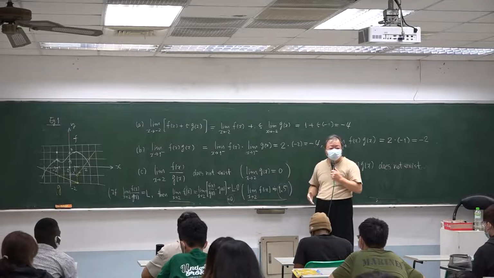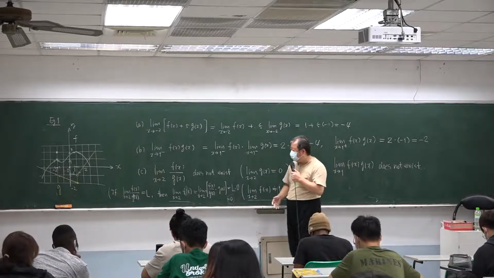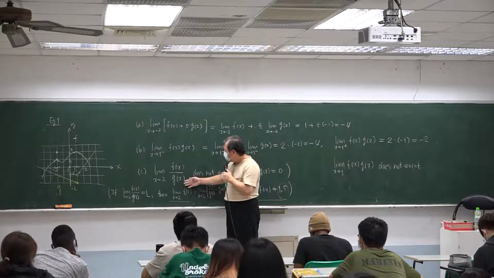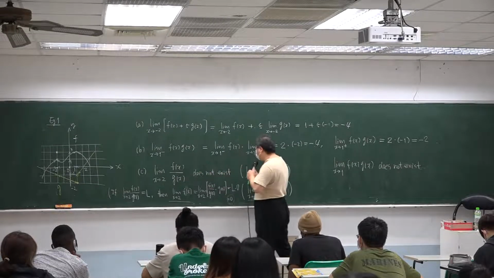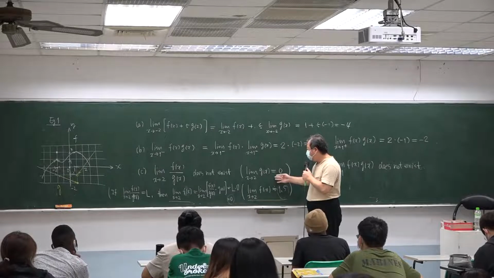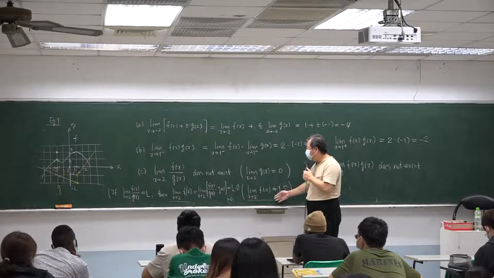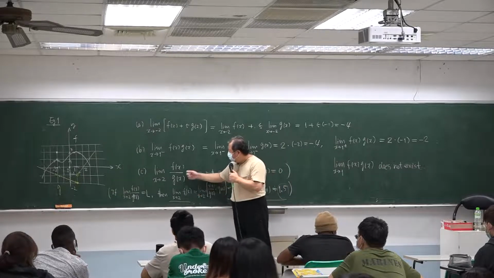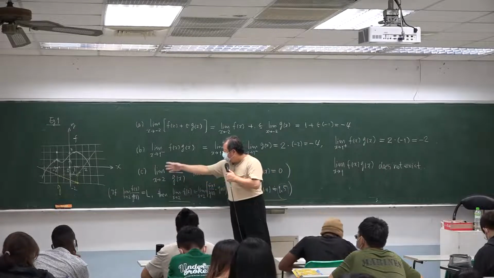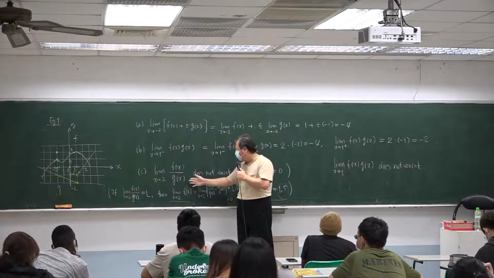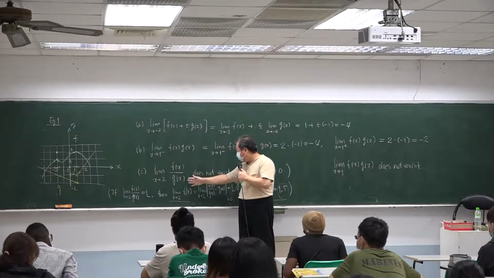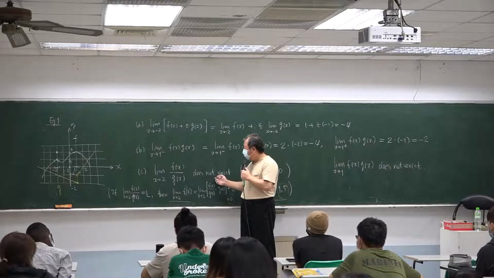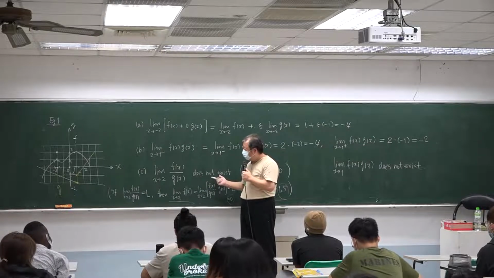Is that okay? The denominator is 0, but the numerator, the limit of the numerator is non-zero. Okay. Non-zero over 0. So this limit shouldn't exist, does not exist. Why? Why?